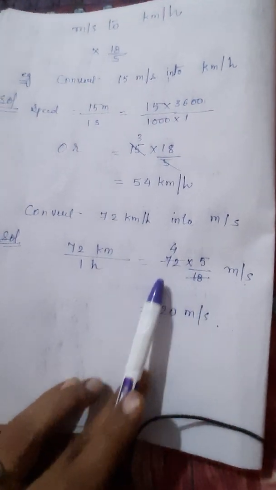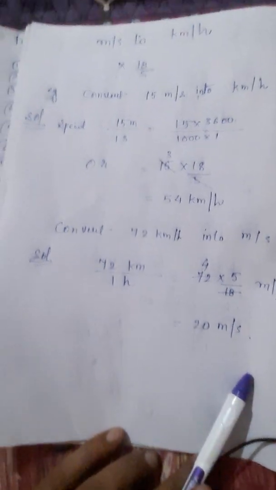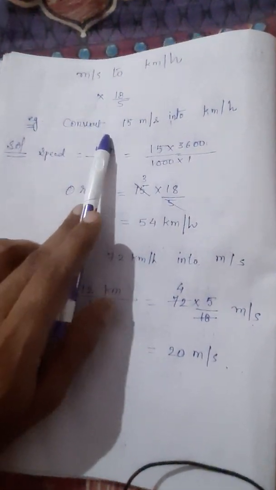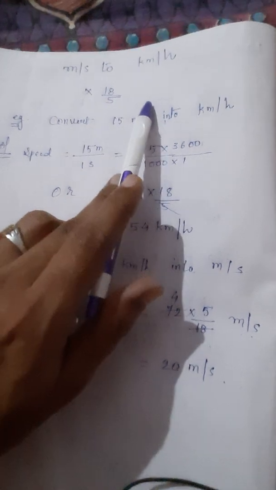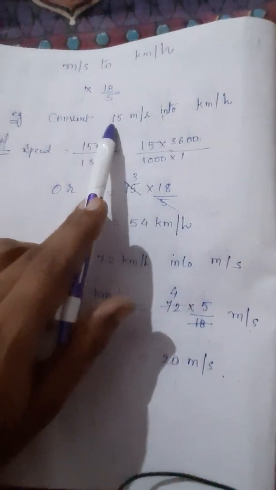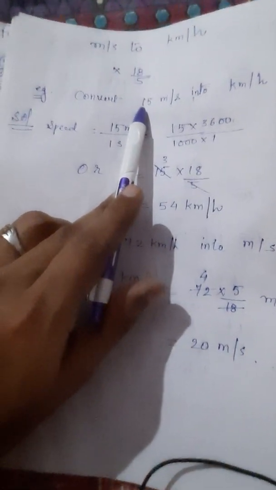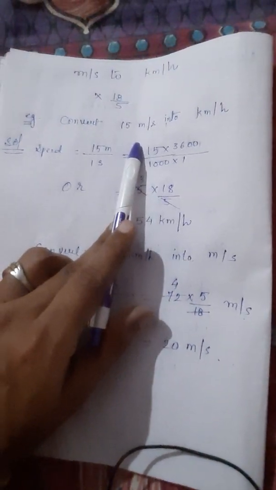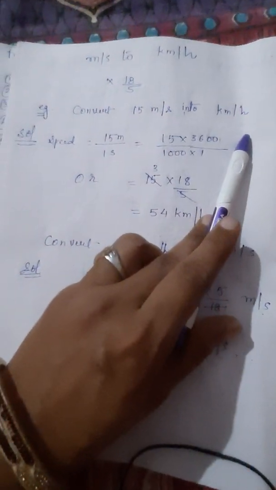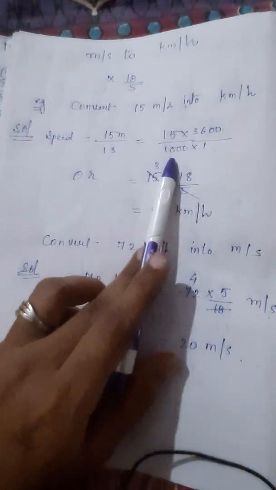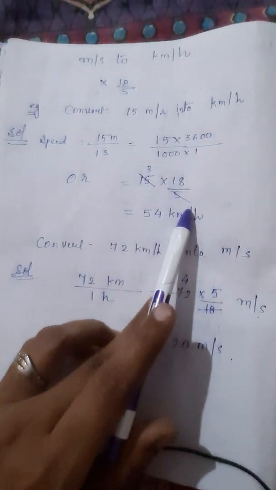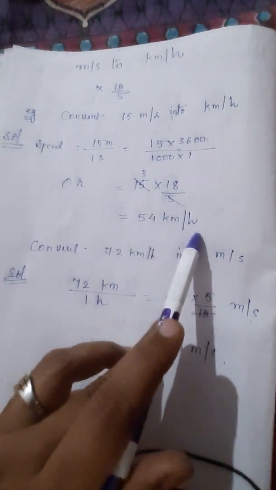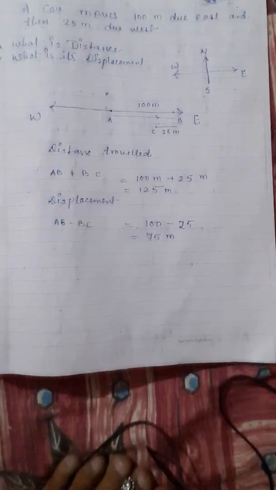On cancelling it, we'll get 20 meter per second. Same as if we have to convert unit of velocity from meter per second to kilometer per hour, we'll multiply it by 18 by 5. For an example, convert 15 meter per second into kilometer per hour. We need to multiply it by 18 by 5 and on cancelling them we will get 54 kilometer per hour.